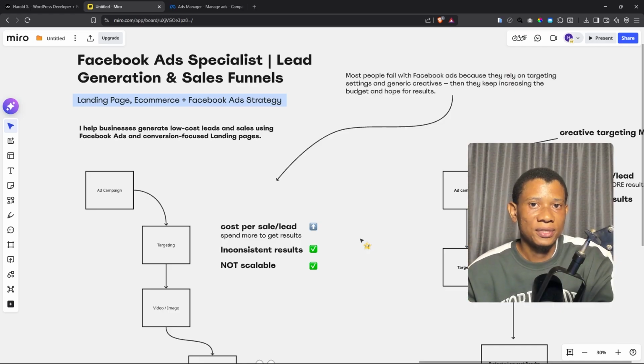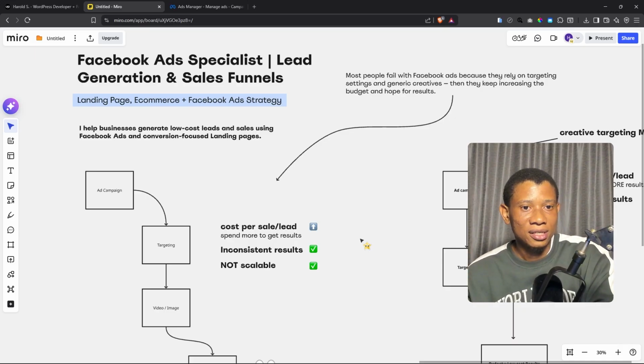The strategy is meant to target our targeted audience using creative. As a result, we're going to have a higher CTR on our ads, and that is going to bring us more results for the same amount of ad spend. And then we can now take this and scale our Facebook ads much easier.